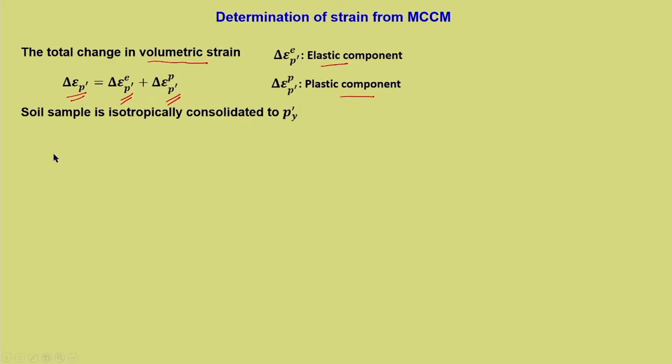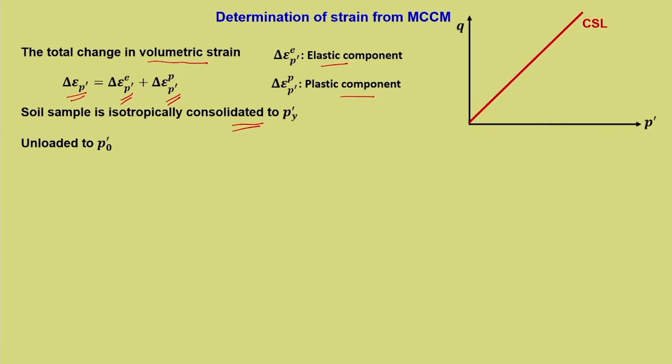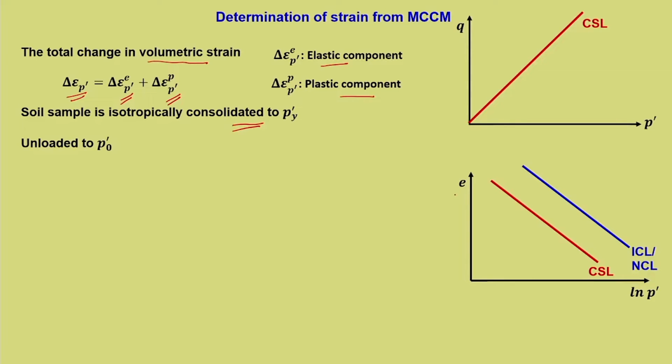The soil sample is isotropically consolidated to p'y, that is our starting point. It is unloaded to p'0, a typical LOC, on the q-p' plot with the critical state line. In the last lecture also, when we discussed stiffness, we said that either void ratio or specific volume will do. Here also, for convenience, I am considering void ratio, because that is what we are familiar with. Specific volume we do not use that frequently. Since we discussed stiffness in the last lecture and strain in today's lecture, I would like to go ahead with void ratio, but everything other than that remains the same.